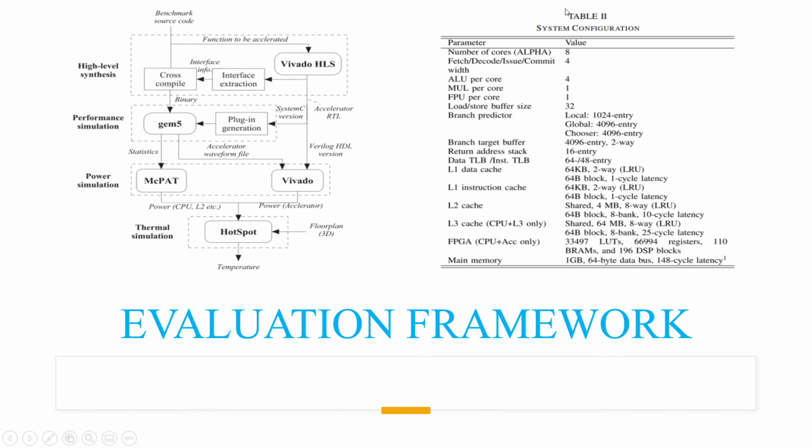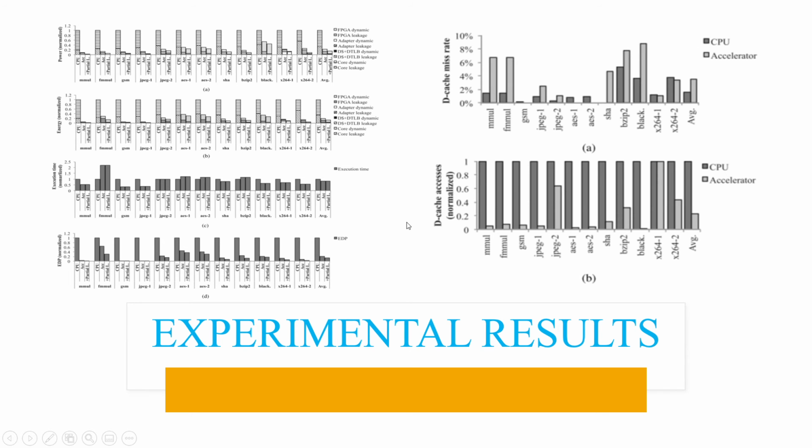And this table is the system configuration for the framework. The last and most important part in this paper is the experimental result. They compare the power, energy, and performance. First, we will compare CPU versus accelerator at the function level: power, energy, performance, and ADP.